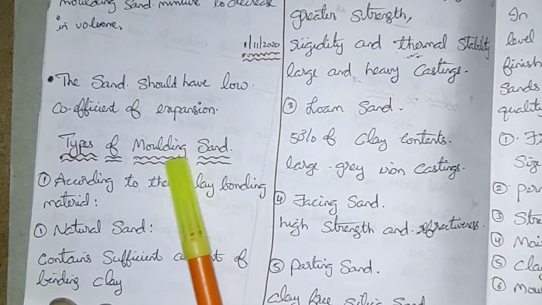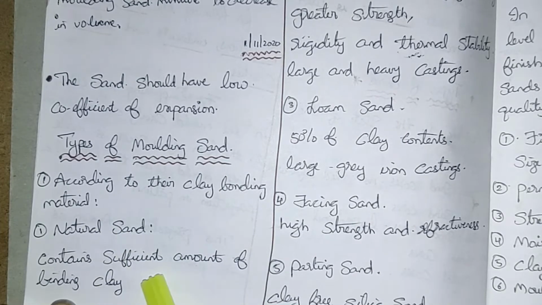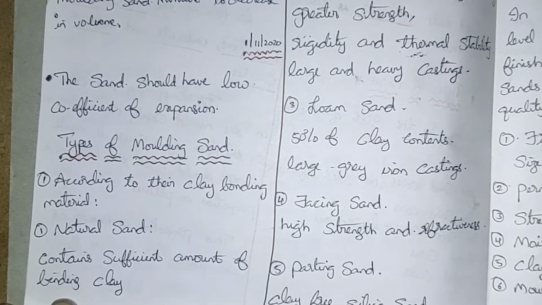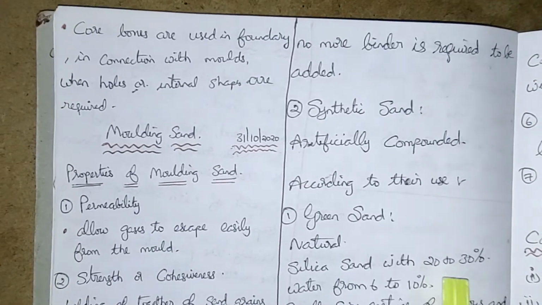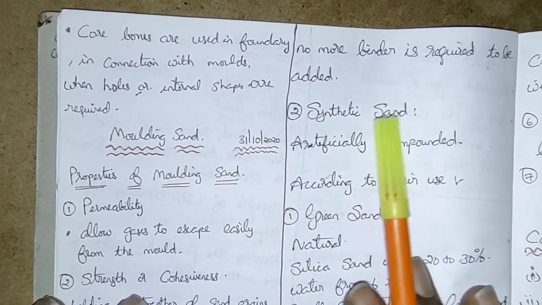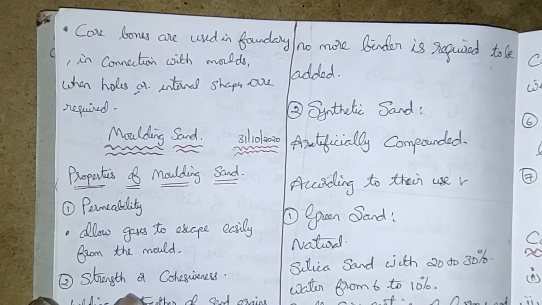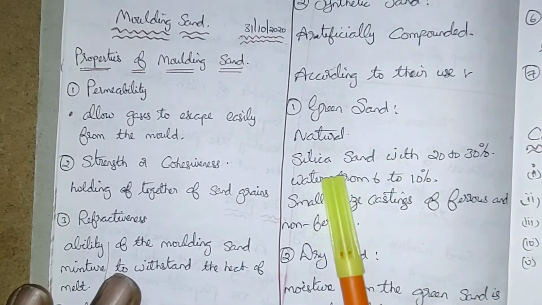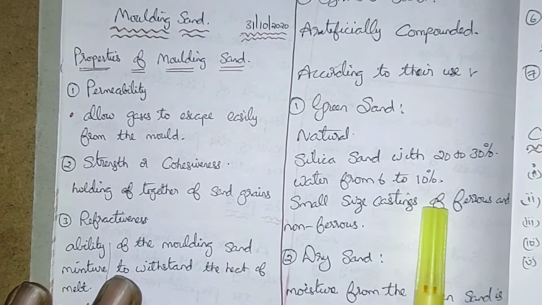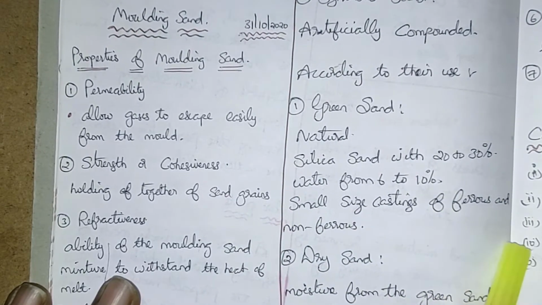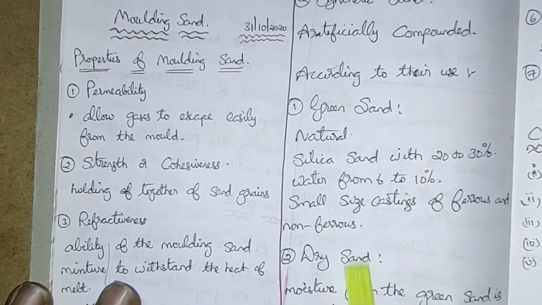Types of molding sand according to the clay bonding material. Natural sand contains a sufficient amount of binding clay, so no more binder is required to be added in natural sand. Synthetic sand is artificially compounded. According to their use, green sand is natural silica sand with 20 to 30% clay and water from 6 to 10%, used for small size castings of ferrous and non-ferrous metals. All these things come under green sand.